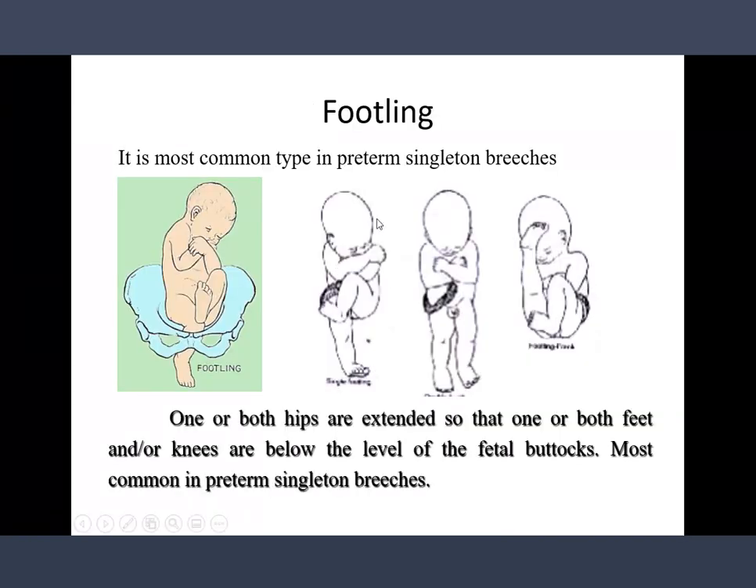And this is one more type in incomplete breech, that is footling presentation. In footling presentation, there will be extension at the hip joint as well as at the knee joint. So we can see feet below the level of the buttocks. It is most commonly seen in preterm, singleton breech presentations. In this picture you can see one leg is extended, one is flexed. So we can see many variants.